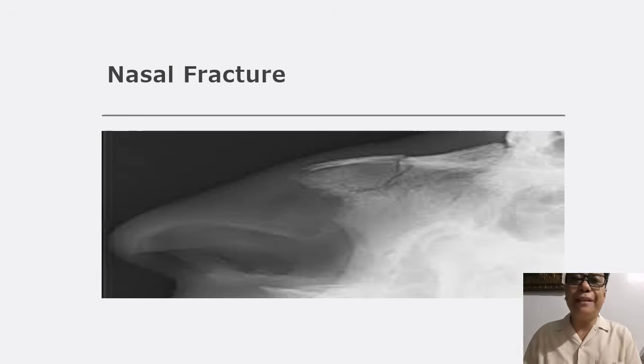So for our management, basically what we need to do is maintain a patent airway. So most likely what we need to do is to keep the patient in an upright position. Okay? We need to place the bed in semi-Fowler's or high Fowler's position, or we need to place the patient in a sitting position, but it needs to be comfortable.